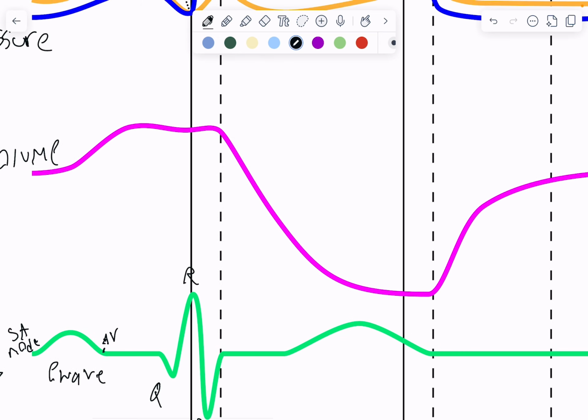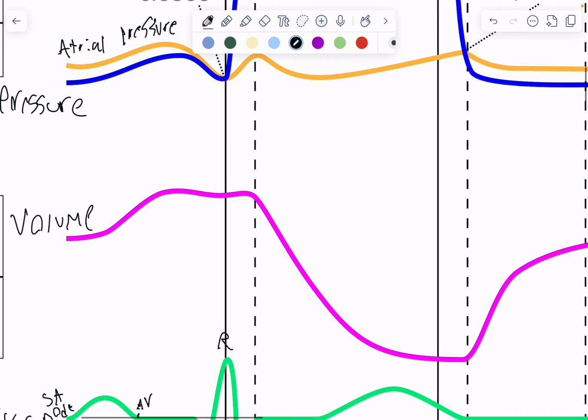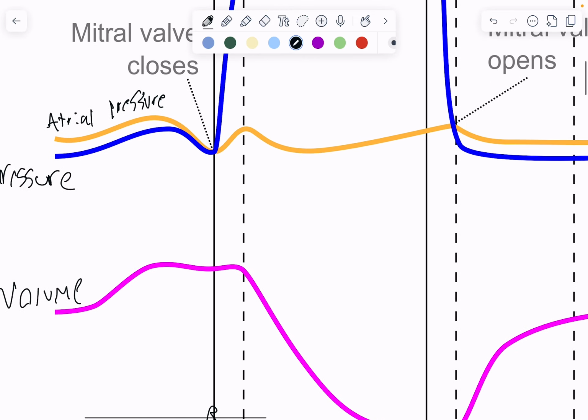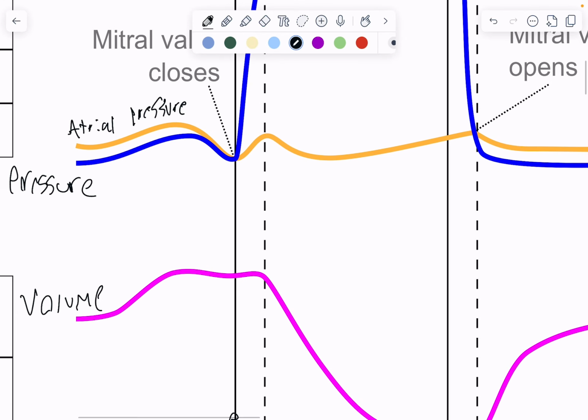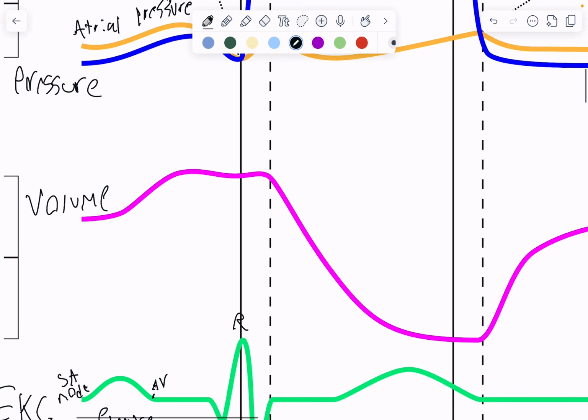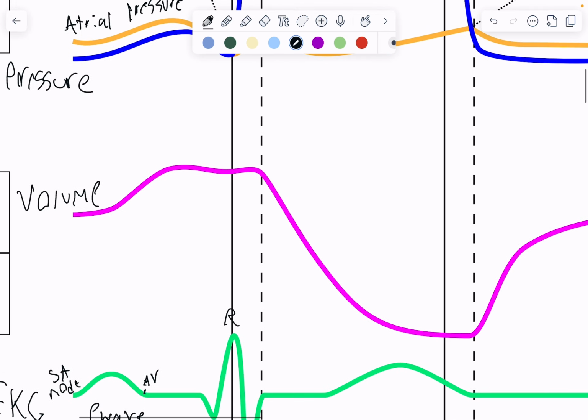The Q is to show the bundle of His and bundle branches. And we can prove that because during the bundle of His and bundle branches firing, there's actually no change in pressure because there's not a lot of myocardial mass in the bundle of His and bundle branches. It's just sending the signal down to the Purkinje fibers, and there's no change in volume as well.